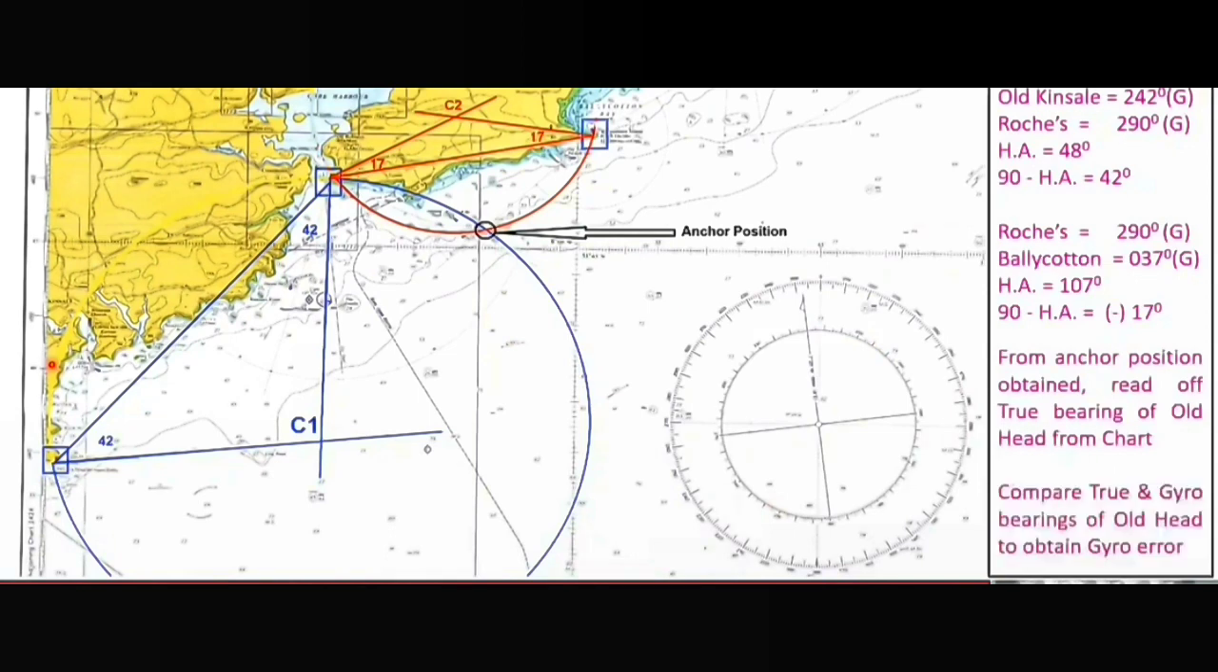Now comparing the true bearing of the Old Head of Kinsale read off from the chart with the Old Head of Kinsale gyro bearing of 242 degrees provided in the question, that can give us the gyro error as required by the question. So in this case, we have dealt with two situations. One in which the horizontal angle was less than 90 degrees, that is the blue position circle, and the other was where the horizontal angle was more than 90 degrees, the red position circle.